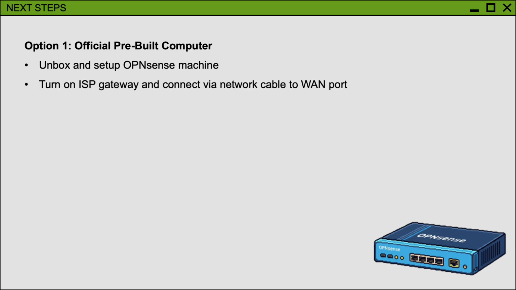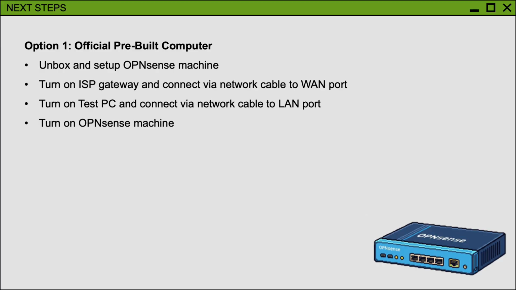Then power on your ISP gateway device and connect it to the WAN port using a network cable. Power on your test PC and connect that to one of the LAN ports. Finally, power on your OPNsense machine, and once it's fully booted, you can then skip ahead to the lesson, Access the Web GUI.